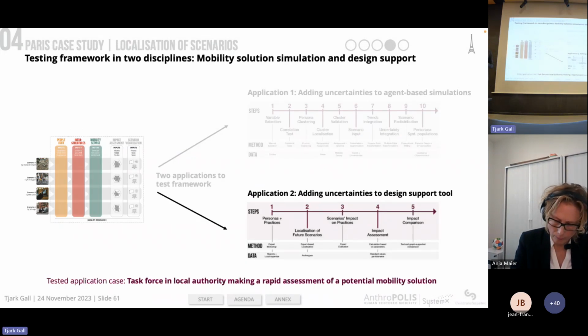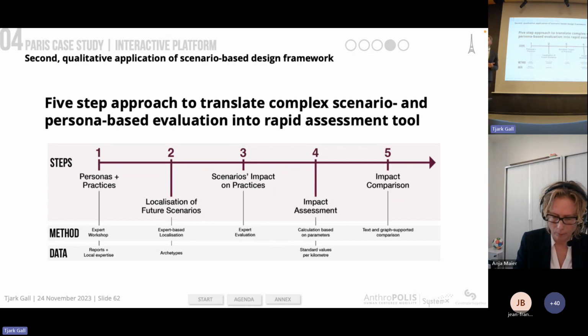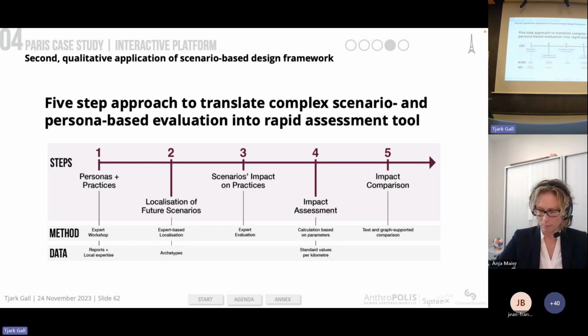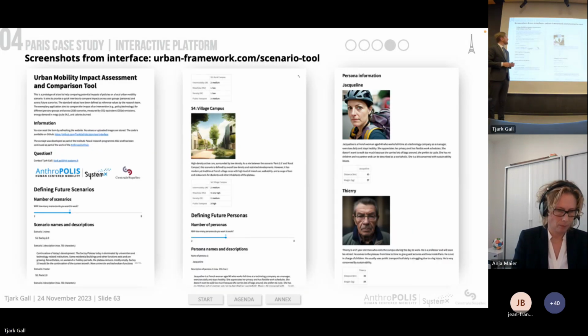Then very briefly about the second one, more targeted at qualitative design processes, or in this case, a design support tool, which was conceived a bit with the idea to support decision processes in the public sector, such as one of our partners, CPS. Again, a couple of different processes. The idea is to translate complex scenario and persona-based evaluation processes, as introduced before, into a much more tangible tool, which can be used independently or as a step before the other one, or as a step to collect data, which can afterwards feed into the simulations.